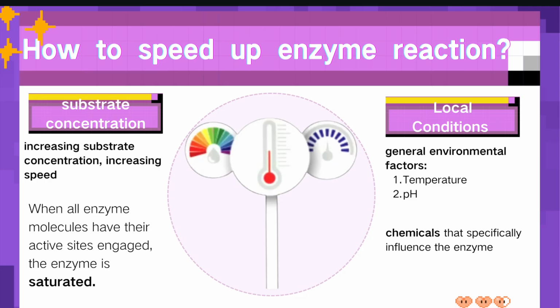The second aspect is local conditions. General environmental factors include temperature and also pH. Most of the time, a higher temperature means a higher enzyme reaction rate. However, for pH, it depends on what kind of enzyme and what reaction is involved. Also, chemicals that specifically influence the enzyme will also have an effect.